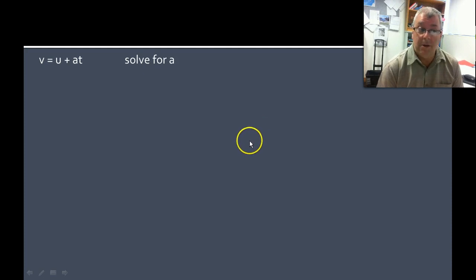Same equation, but this time we're solving for A. So it's a little bit different. What is mathematically happening to A? Well, in this case it's a little trickier because there's two things happening to it. What are those two things? It's being times by T, just there, but it's also having U added to it. So we need to do the opposite to those two things. So we'll need to divide by T and minus U. But what order do you do them in? That's the question.